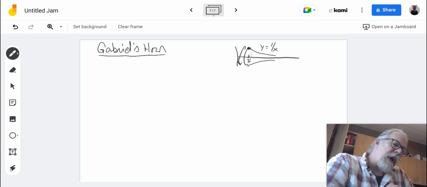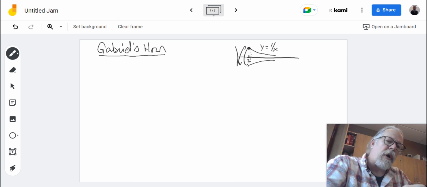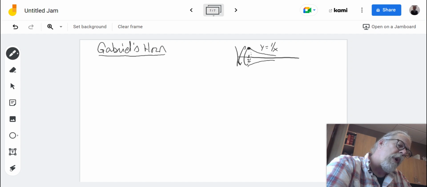Welcome back. Gabriel's horn is a shape created by rotating the function y equals 1 over x around the x-axis and starting at x equals 1 and going to infinity. So if we were looking for the volume of Gabriel's horn, our disk looks something like this. And this is how I always teach my students.